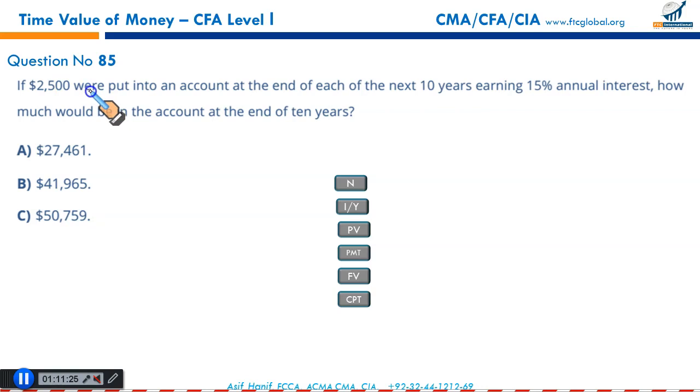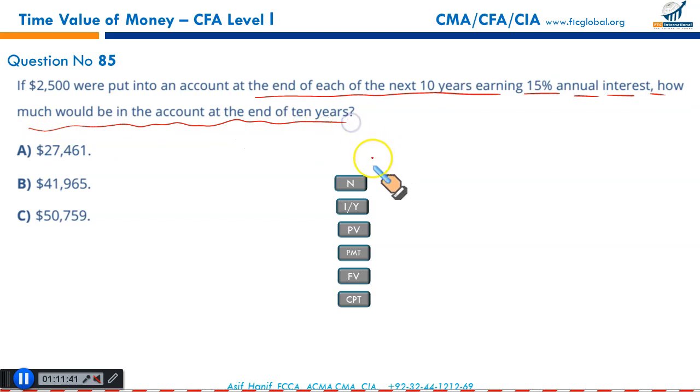If $2,500 were put into an account at the end of each of the next 10 years, earning 15% annual interest, how much would be in the account at the end of 10 years? 10 years, 15% is the rate, present value 0. We are investing $2,500 at the end of every year. What should be the future value?